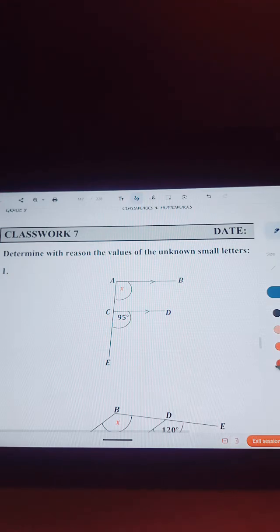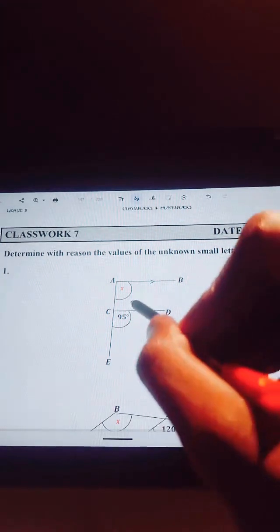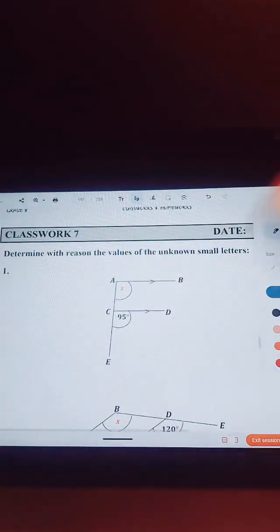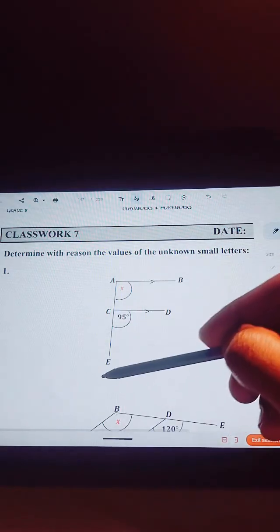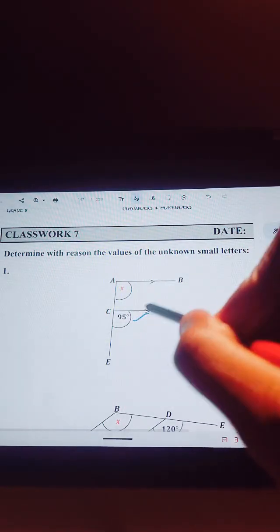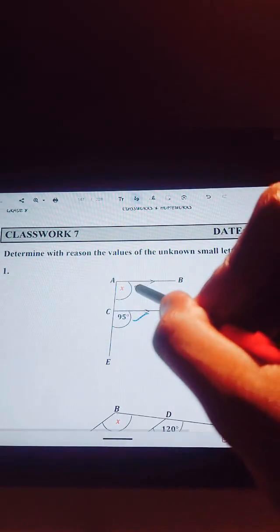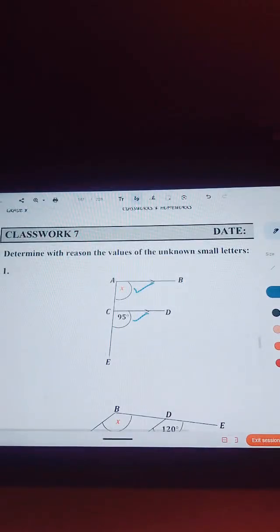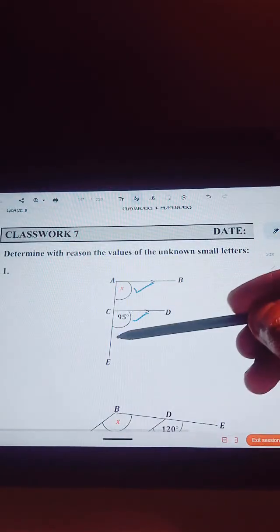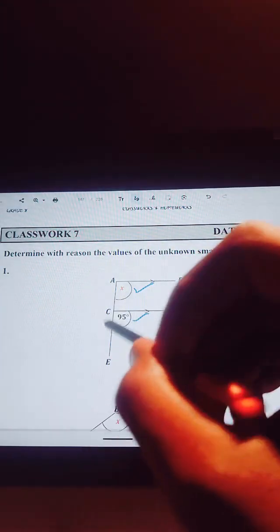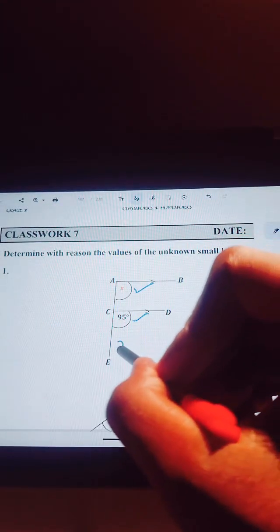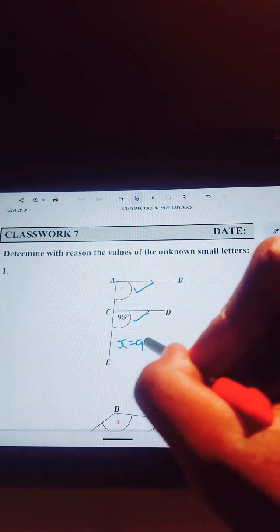Okay, so for this one, you can see there's a line parallel to that one. That's the first thing. The F shape is formed. The angle at the bottom of this line, same position, bottom of that line. So we know that these two angles are corresponding. Yes, Pinky V, thank you. Wow, very good. X is definitely equal to 95 degrees.